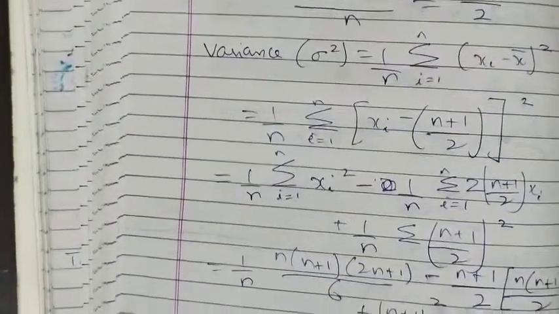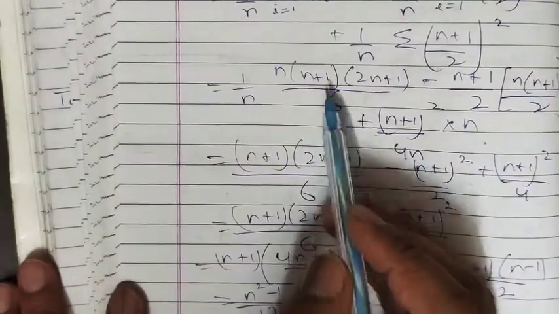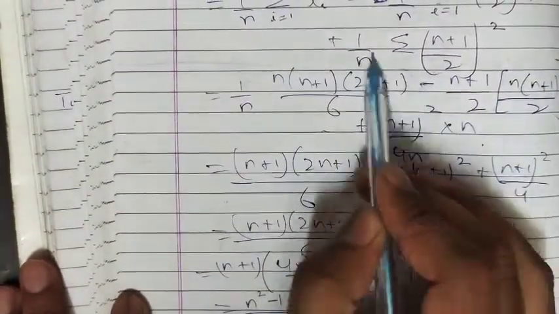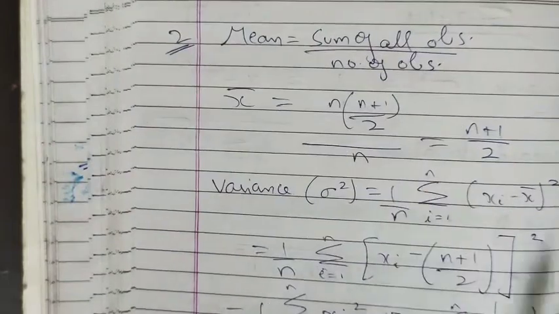Just pause the video and note down the complete solution. There are some formulas. This formula we use for the sum of squares of n natural numbers, and this formula we use for the sum of n natural numbers. So just remember this.